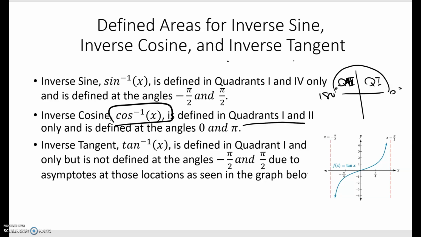Now the inverse of tangent looks a lot like sine. It is defined in quadrant 1 and quadrant 4, which I don't have on there, but not at the points negative 90 and 90, or negative pi over 2 and positive pi over 2, because you have asymptotes, or the function is not defined at those points.